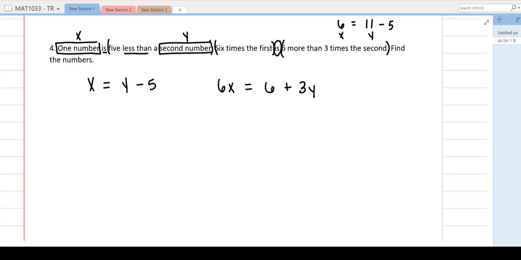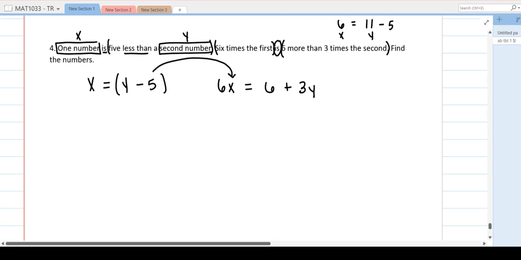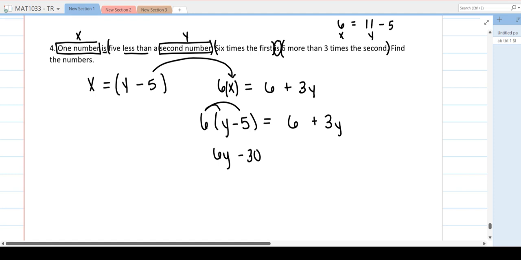Find the numbers. So I have my two equations set up. I already have substitution ready to go because I have x equals y minus 5. So I'm going to plug that in for this x. So this is going to be 6 times y minus 5 equals 6 plus 3y. So 6 times y is 6y. 6 times negative 5 is negative 30. Equals 6 plus 3y.